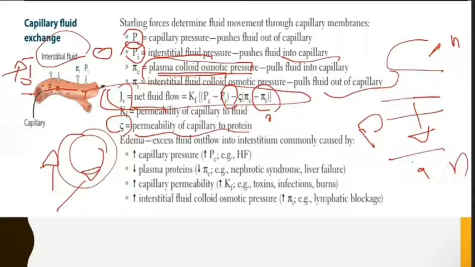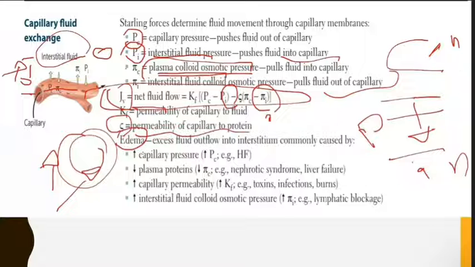Okay? Here you have edema. When we have edema, we know that it is excessive fluid outflow into the interstitium. We have more fluid that goes from the capillary to the interstitium or to the tissues, between the tissues, between the cells. So interstitial fluid increases.